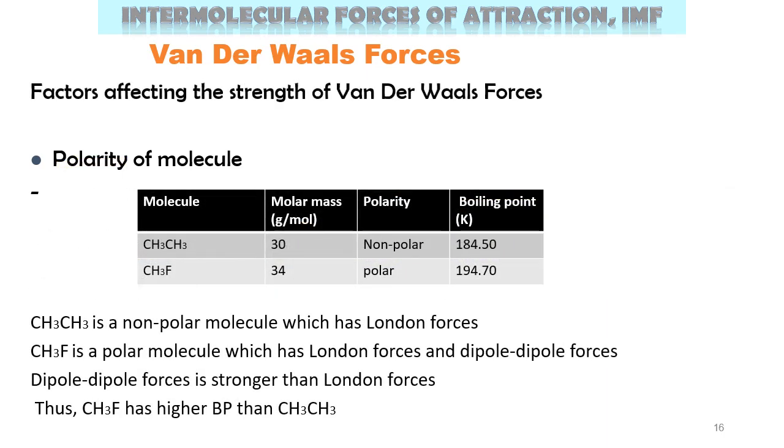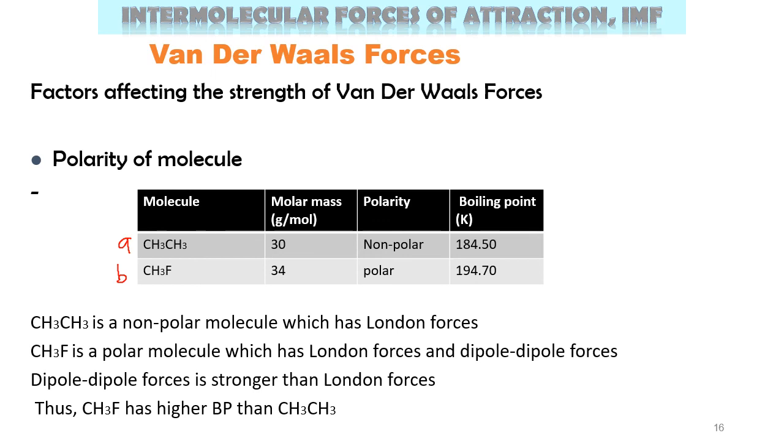Let's look at the explanation for polarity of molecule. So you have two molecules here so that we can compare. First I'll label them molecule A and molecule B. So molecule A is CH3CH3. It is ethane, and the molar mass is 30 gram per mole. The polarity of the molecule is non-polar, and the boiling point is 184.5.